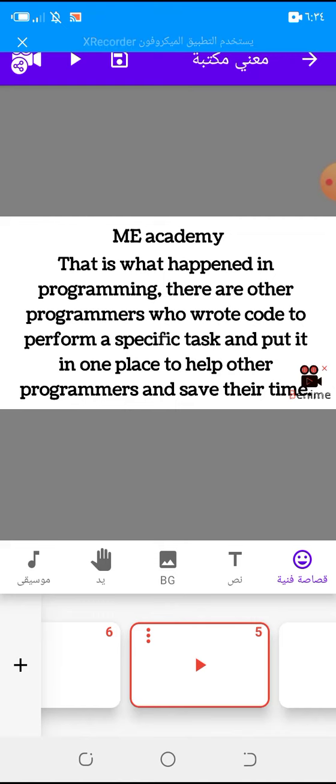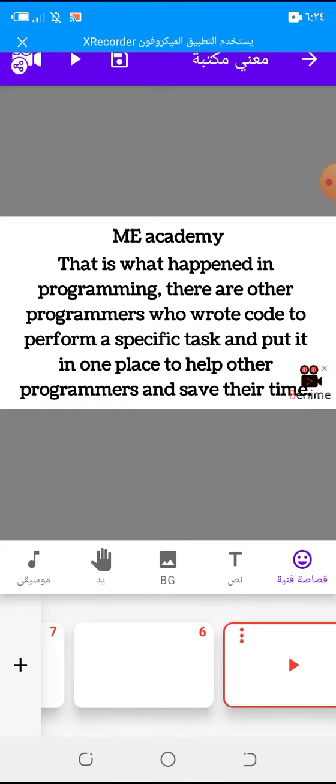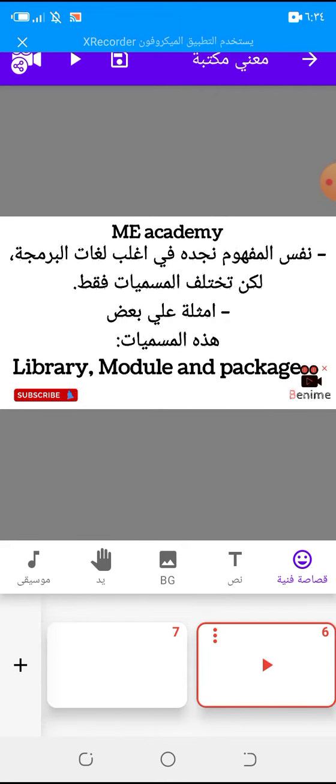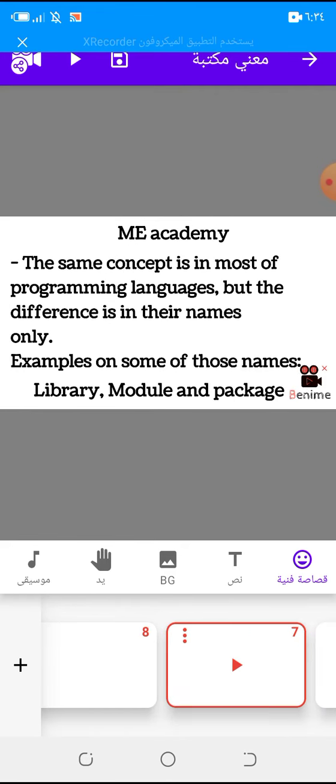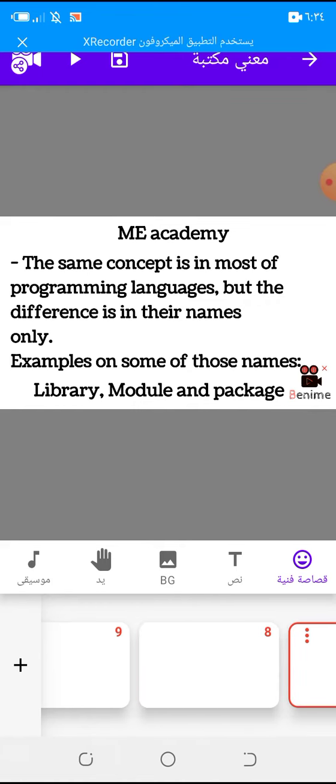That is what happens in programming. There are other programmers who wrote code to perform a specific task and put it in one place to help other programmers and save their time by using the library. The same concept is in most programming languages, but the difference is in their names only. Examples of some of those names: library, module, and package.